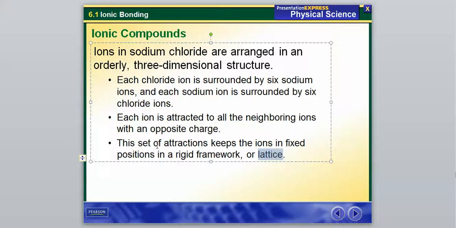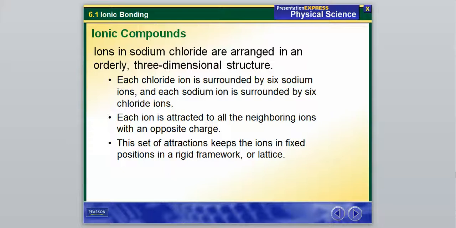So this just means that the ions are in a fixed position in a rigid framework. So I'd make sure you wrote down what lattice means. It just means that the ions are in a fixed position in a rigid framework. Rigid framework and lattice are associated directly with one another.